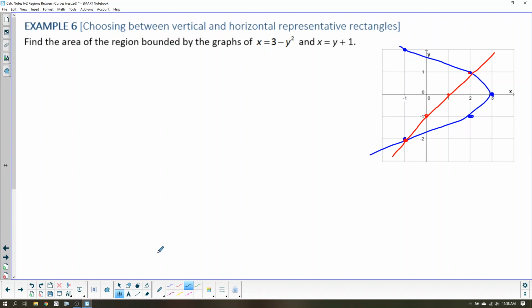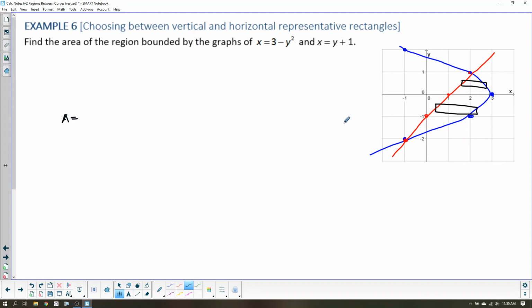So a better choice is going to be to integrate with respect to y. If I draw in our typical rectangle here, no matter where I put it, it's always going to have the blue as its upper and the red as its lower. So integrating with respect to y is definitely preferable here. To do that, we need to have this one solved as a function of y. I guess it already is, sorry. They both are. So that part's already done, so we can go right to the area.